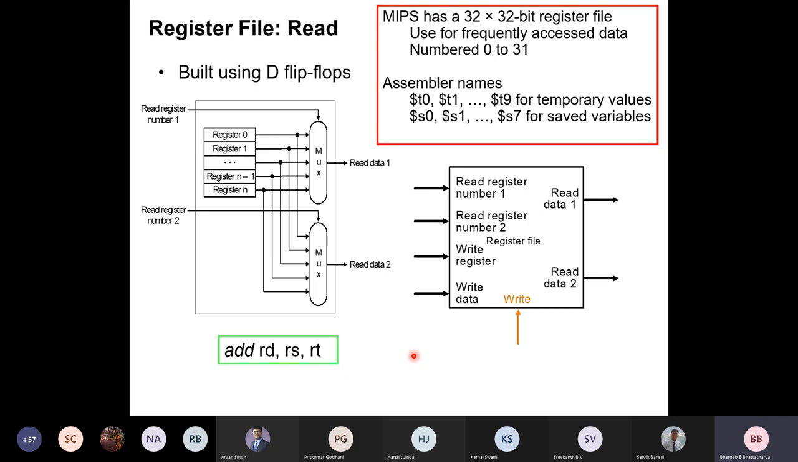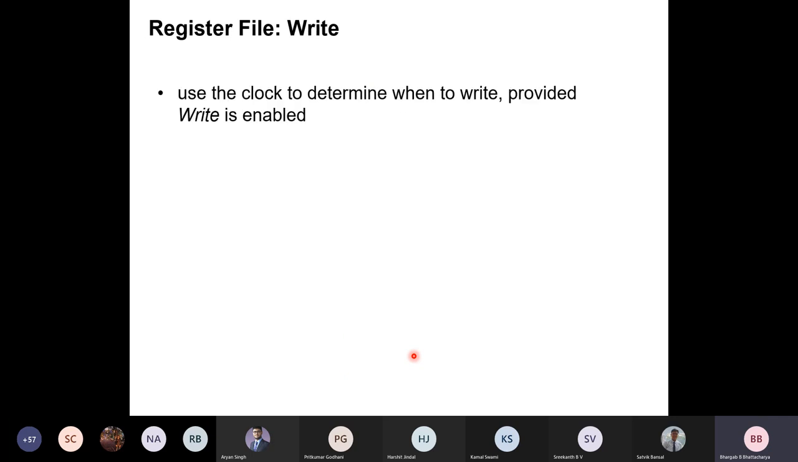Okay, so that's all about reading. How about writing? When you want to write to the register file, first of all, use the clock to determine when to write, and the write line is enabled to make it more safe.